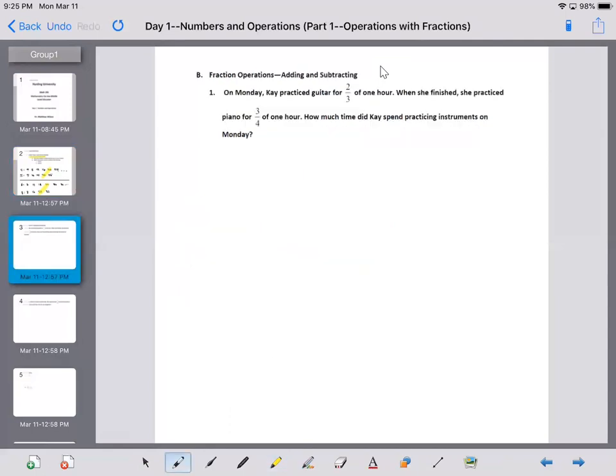Now if we look at some context with adding and subtracting fractions. Kay practiced the guitar for 2/3 of 1 hour. And when she's finished, she practiced piano for 3/4 of another hour. How much time did Kay spend practicing her instrument? So it's looking for a total. And in order to find that total, we need to find an LCM of 3 and 4.